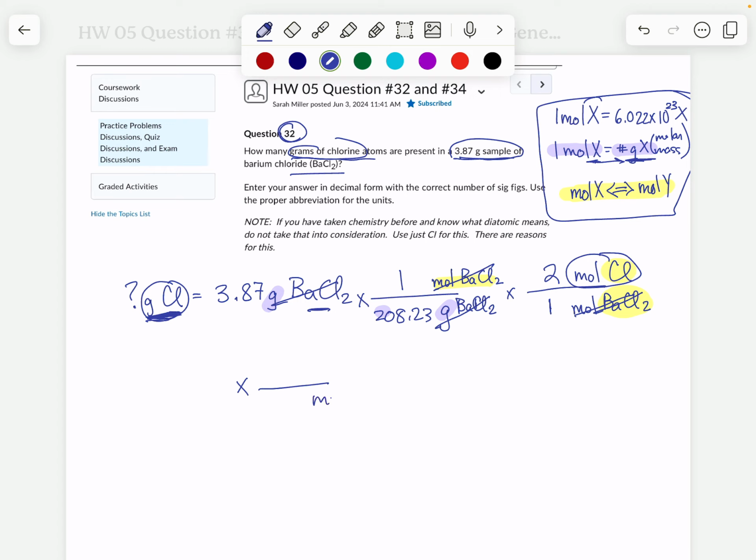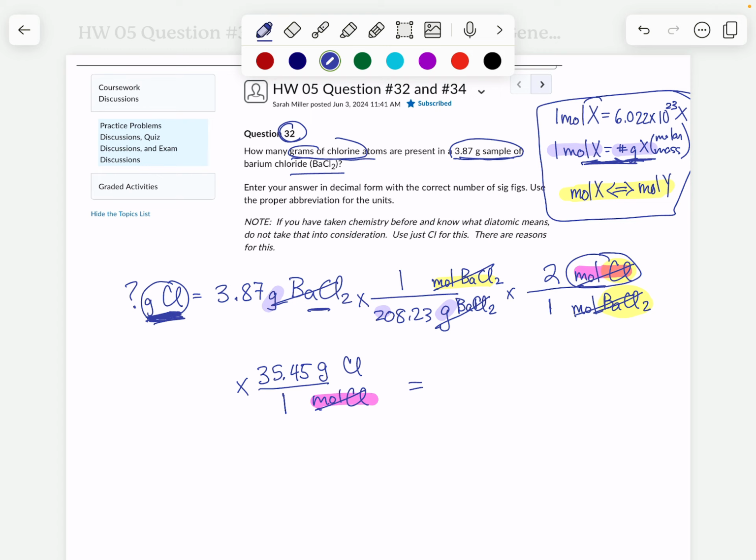I'm trying to get to grams of chlorine, so I need another step that has that moles of chlorine unit down here so that it cancels. No ifs, ands, or buts. Where can I go from here, keeping in mind I'm trying to get to grams of chlorine? Well, now I can go between moles and grams of chlorine. The X has to be the same. And what numbers go there? Well, in 1 mole of chlorine, it is the molar mass from the periodic table, 35.45 grams. And now my answer will be in grams of chlorine.